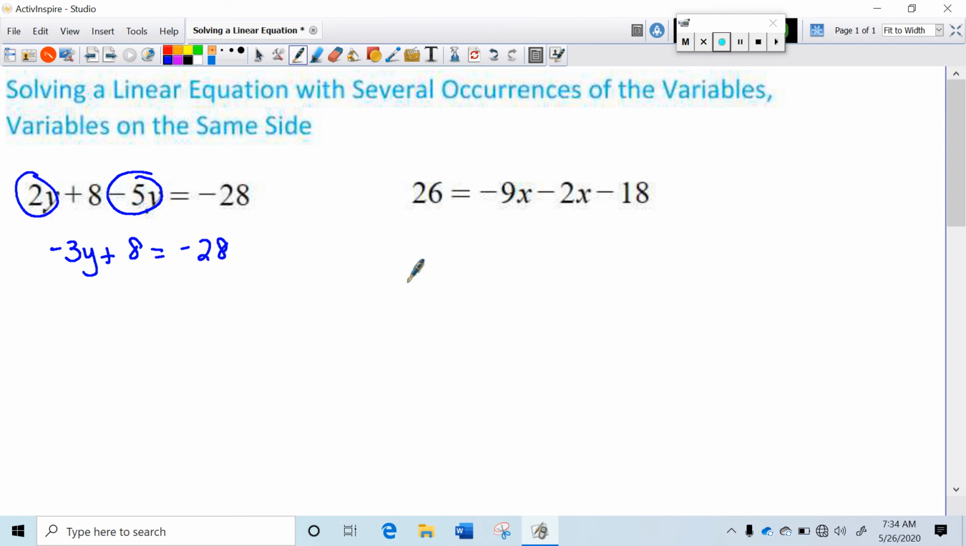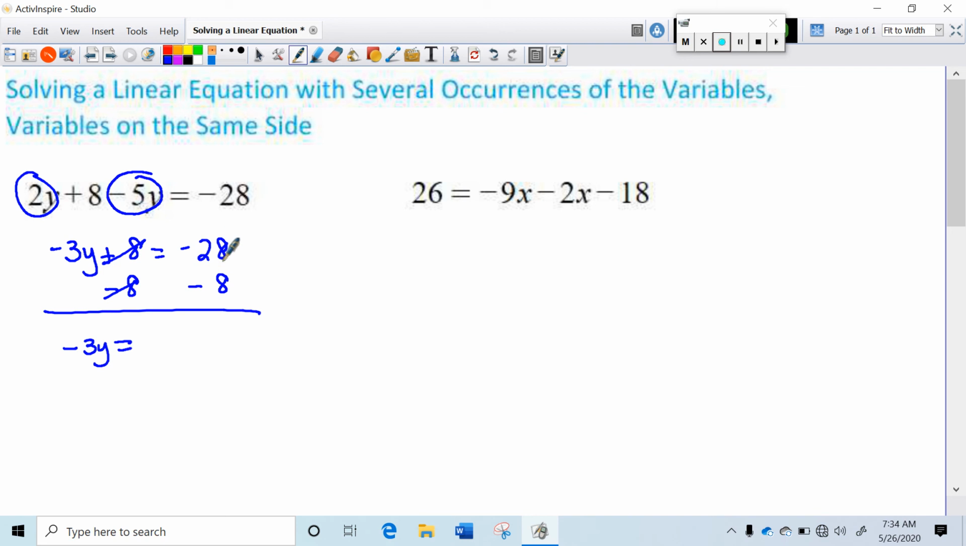Okay, now your goal is to get y by itself, so you want to get rid of everything that's being done to it. So the first thing you have to do is get rid of anything that's not attached to it. So adding 8, you want to always do opposites. So the opposite of adding 8 is subtracting 8. Subtraction and negative are the same thing. Okay, bring down the negative 3y. Opposites cancel. Bring down the equal.